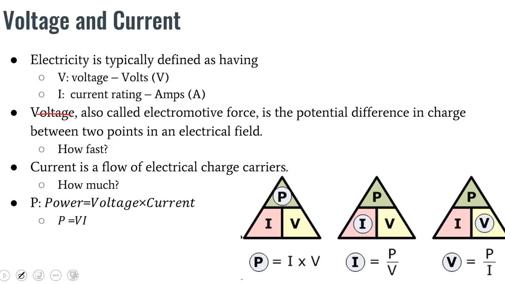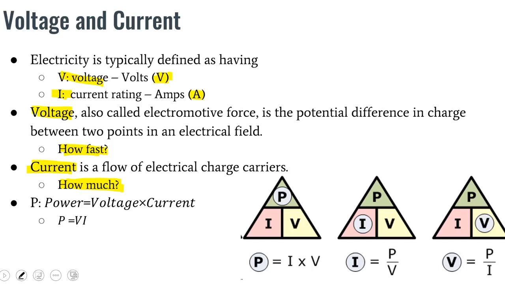Whereas on the other hand, current is basically the amount of flow. So voltage is about how fast and current is about how much. And typically we would represent voltage using the unit volts and current using the unit amperes.